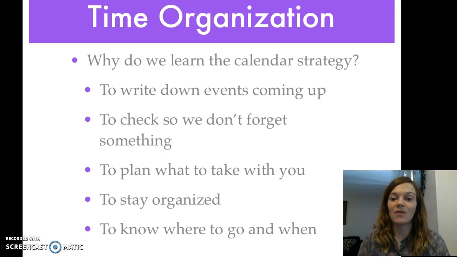First, you can write down things that are coming up. You can check so you don't forget something important. You need to plan ahead if you're going to an event so you know what to take with you. And the calendar strategy can help you stay organized in general. Finally, it will help you know where to go and when.